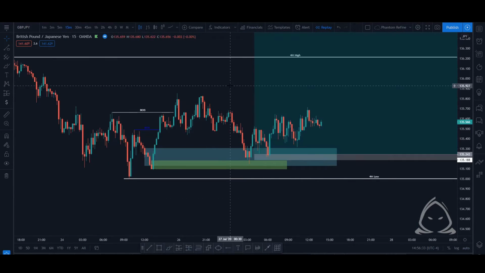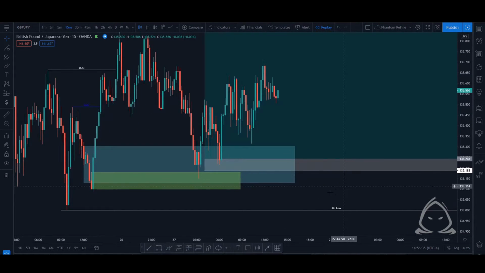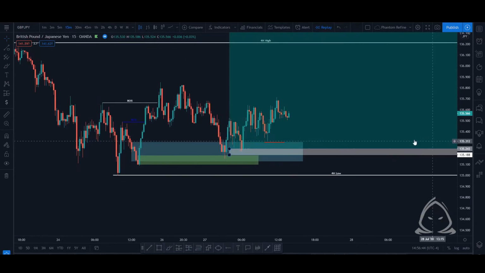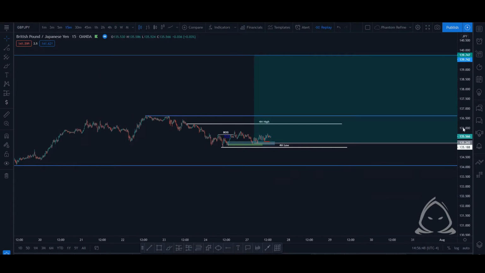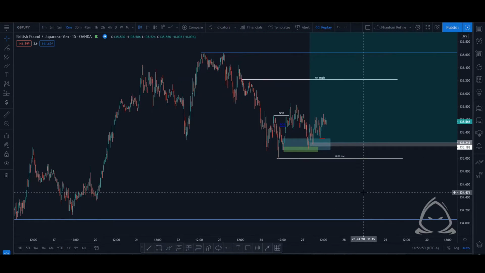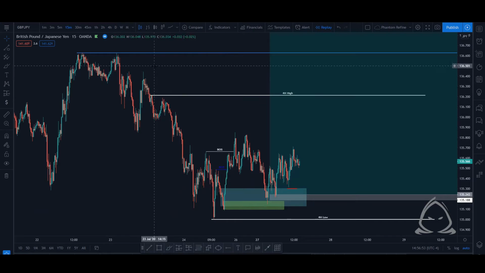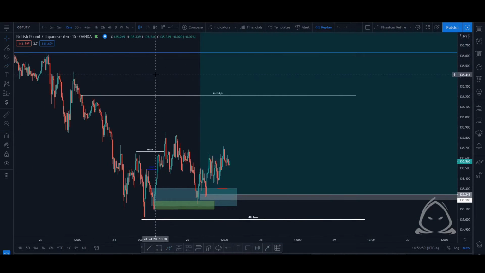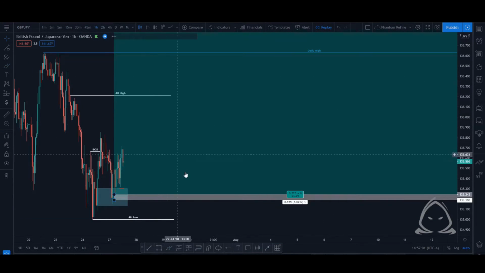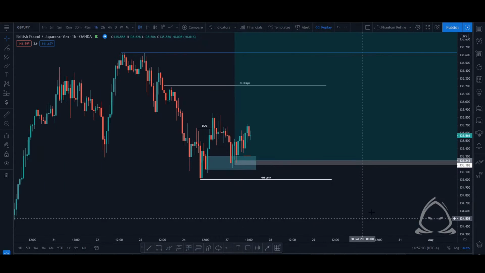So from a management standpoint, we can trail our stop loss to break even or lock in profits just underneath this wick right here. Since we're trading an overall higher time frame objective, being the weekly high, we'll be managing this trade somewhat more conservatively and less aggressively. But again, if you're targeting, say, the 4-hour high or the daily high, you would want to be a little bit more aggressive. So let's just switch to the hour chart and watch this trade play out.